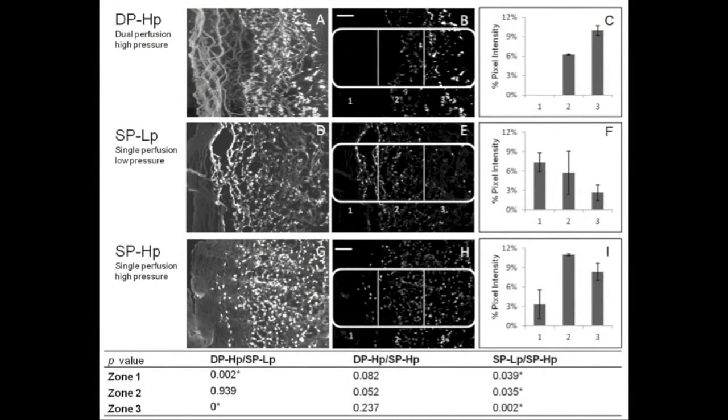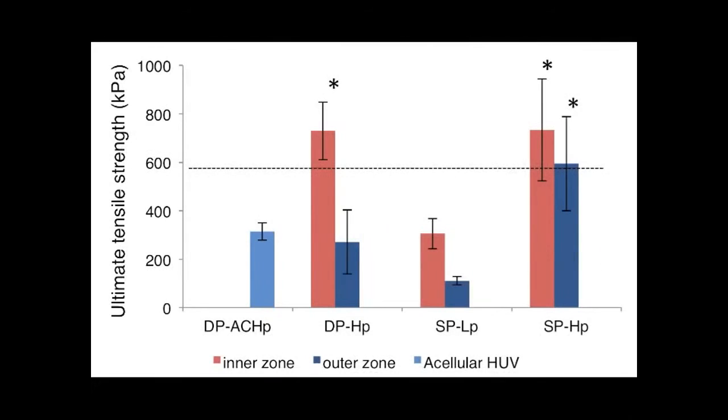Conversely, the low-pressure single perfusion circuit created a more aggressive nutrient gradient due to media perfusing through the lumen only and a reduced transmural flow relative to the higher pressure systems. Single perfusion circuits at high pressure displayed significantly higher outer zone tensile strength relative to all other seeded conditions.